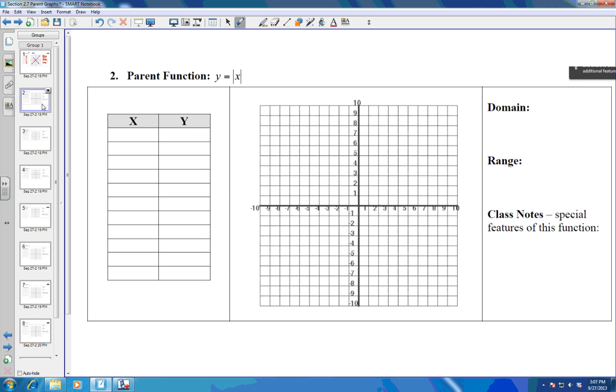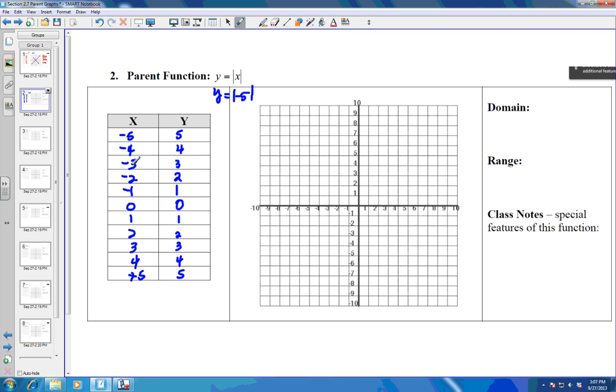Second one, y equals the absolute value of x. First of all, you need to fill in your x numbers, and we're going to use the same x numbers on all of these. We're going to go from -5 to +5. When I plug -5 in, y equals the absolute value of -5. Well, we should know the absolute value is always positive, so this is a +5, +4, +3, 2, 1, 0, 1, 2, 3, 4, 5.